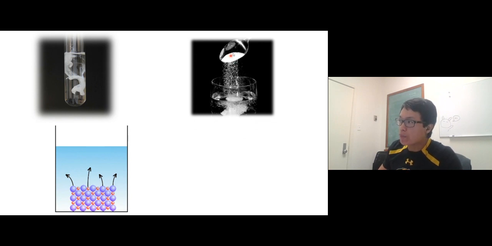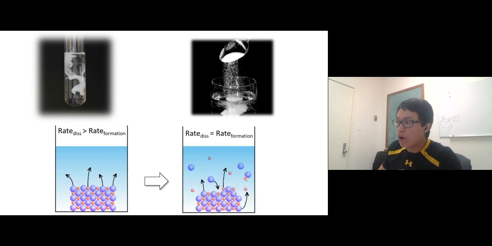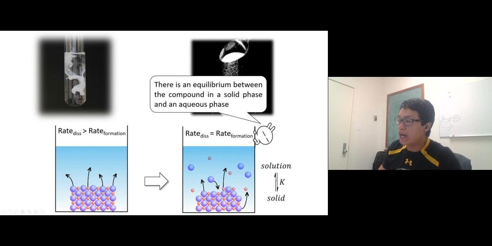At the beginning, when you add sodium chloride, parts of the sodium chloride surface will go into the water, dissolving. At the beginning, the rate of dissolving is higher than the rate of formation. Once there is more sodium chloride floating around in the solution, some of it will come back and form the solid again. So basically, sodium chloride is in equilibrium between solid form and in solution. These are in equilibrium.